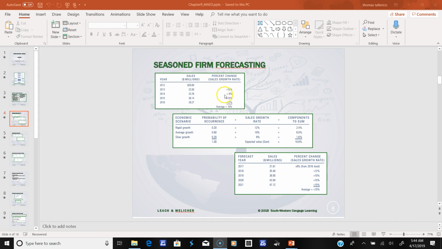And then basically what they simply do here is take a straight average, if you look carefully, right? 10 and 8 is 18, and then 28, 40 divided by 4 is an average of 10%. Okay? That's one way of looking at things.